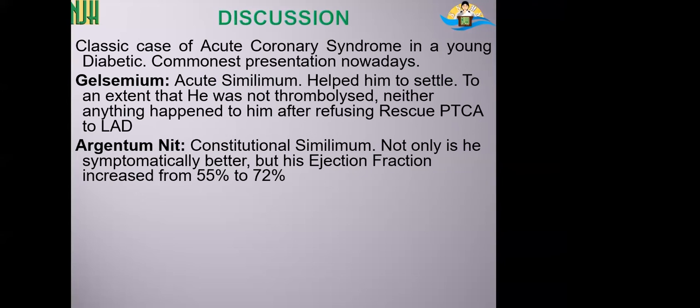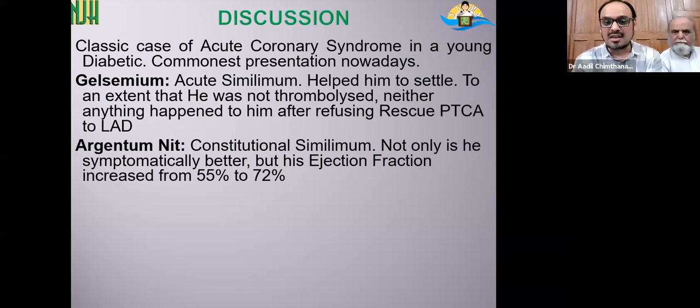Argentum Vaticum is the constitutional similimum, not only symptomatically better, but the ejection fraction too. And the reports also say 55%, 72%. This is nothing more but evidence-based homeopathy in its best form.